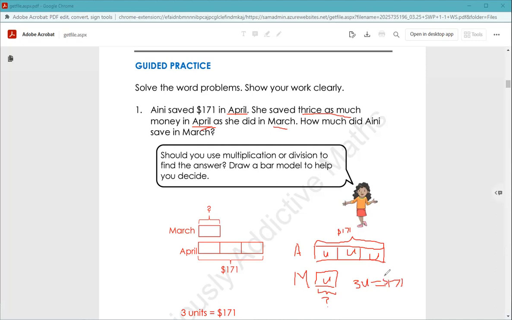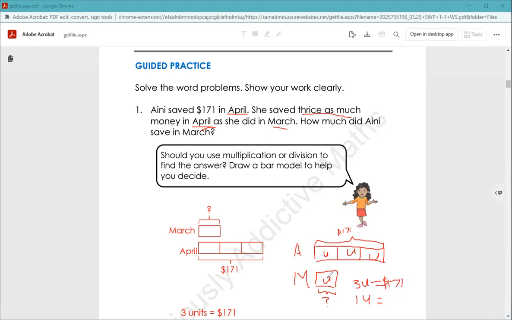Write the unit of measurement in there as well. And remind them that when we use the bar model method, it's always about finding the value of 1 unit first. After you find the value of 1 unit, they should be able to answer the question. So you find out 1 unit will be 171 divided by 3.